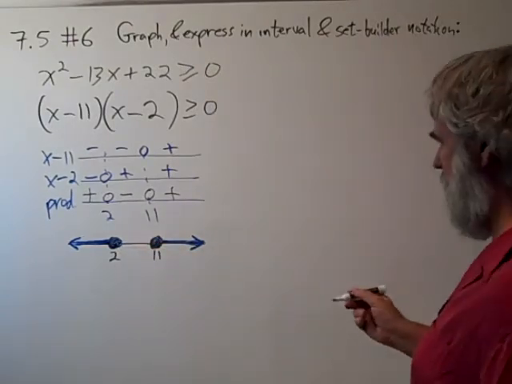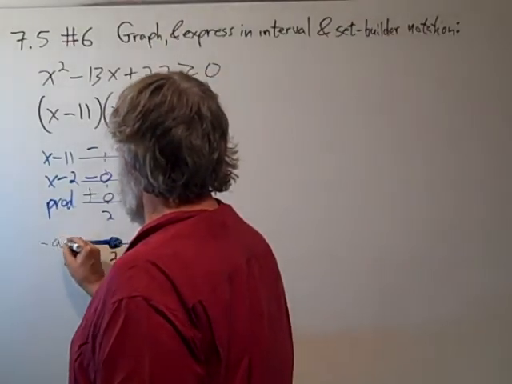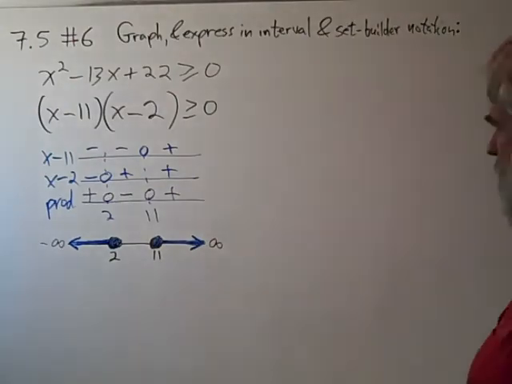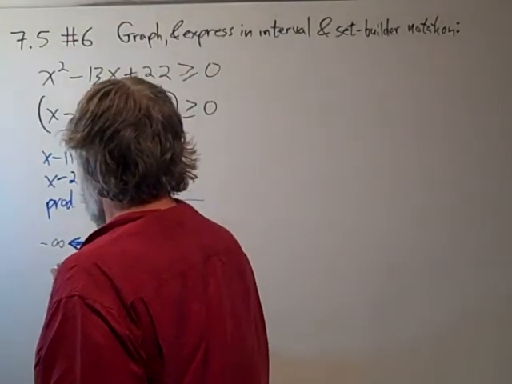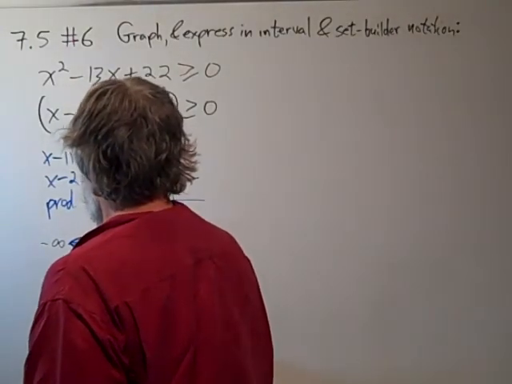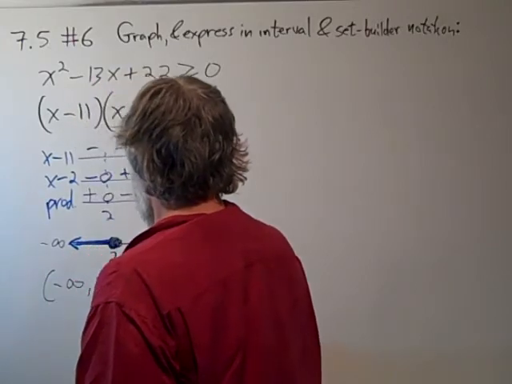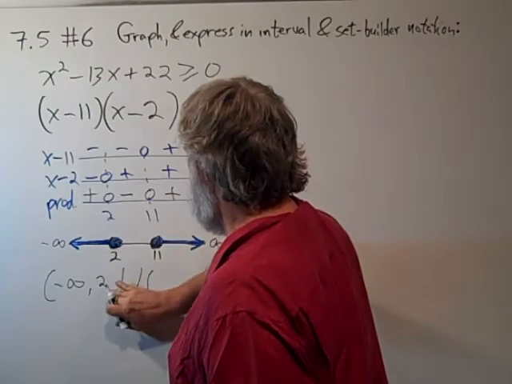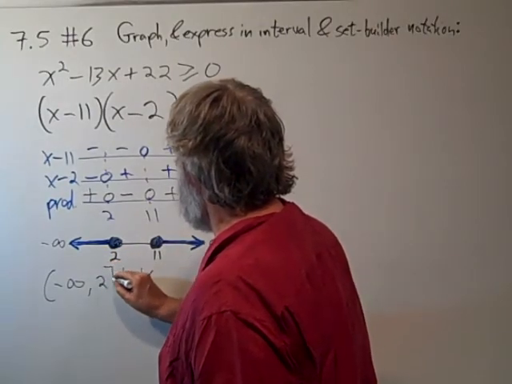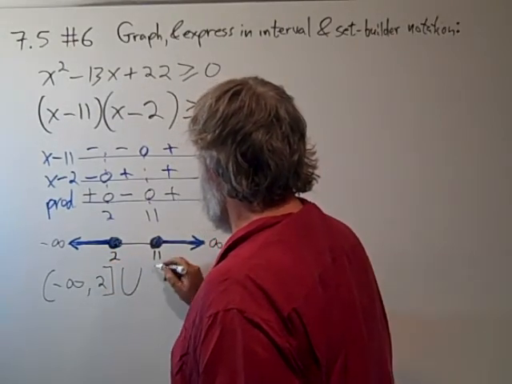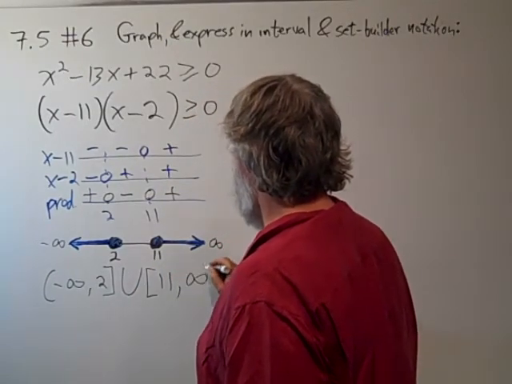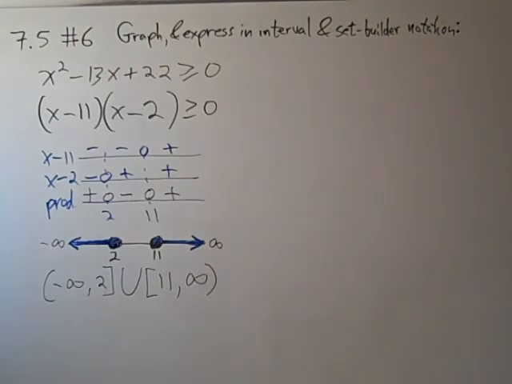Putting this in interval notation, remember there's negative infinity at the end of the line to the left and positive infinity to the right. So in interval notation, this is negative infinity up to 2, union with the interval from 11 to infinity. And this time we're including the end points of both. From 11, including 11, up to infinity, not including infinity.